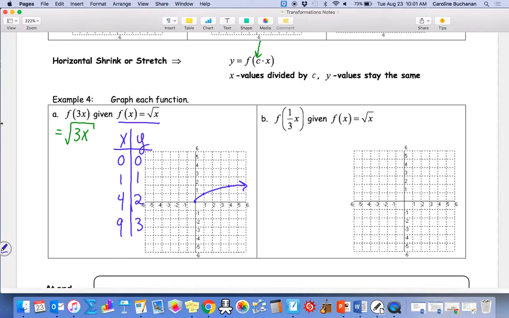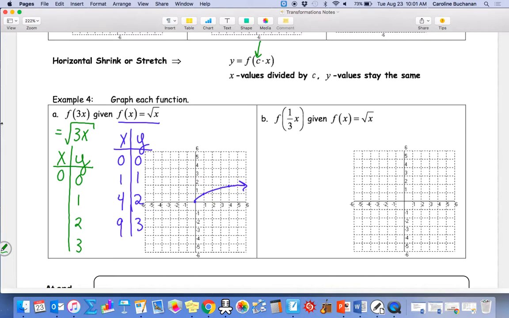And let's see what happens when we make a table for the square root of 3 times x. So it's a little hard to determine what are good x values to plug in. This is a little more awkward because we're taking the square root of 3 times x. So instead of thinking about the x values, let's think about the y values we want, and then we'll work our way backwards. In order to get an output of 0, we want to take the square root of 0. So let's let x be 0.